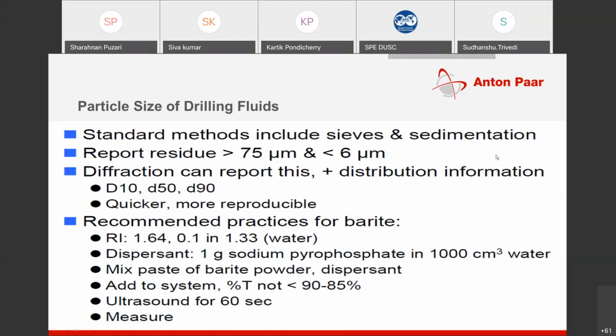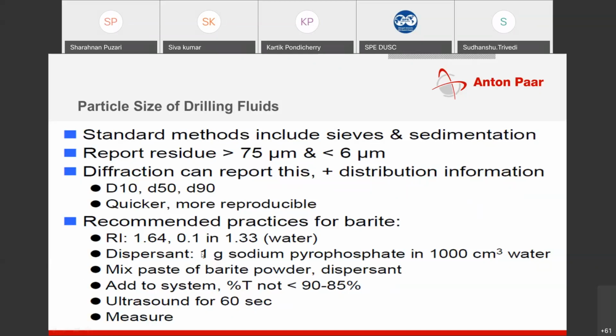And for example, I have given one example here that for barite, we use a refractive index of 1.64, and absorbance we have taken 0.1, and the sample is prepared in 1.33, that is the water refractive index. We have added one dispersant, sodium pyrophosphate, and then we take the water with dispersant, add it to the system, and we have given ultrasonication for 60 seconds, and we measured it, and we got the answer we desired in the form of D10, D50, D90. So this is one application in drilling fluids that can be done by using particle size analysis.